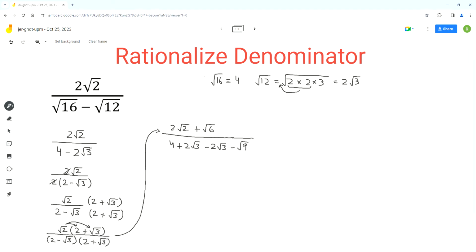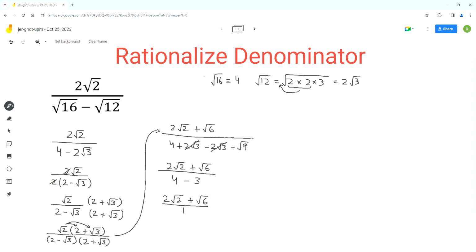Plus 2 square root 3 and minus 2 square root 3 are like terms, and since they have opposite signs, they will cancel each other. So we are left with 2 square root 2 plus square root of 6 in the numerator, over 4. And since 9 is a perfect square, it can be reduced to just 3 because square root of 9 is equal to 3. And now we can subtract the terms in the denominator, which is equal to 1.